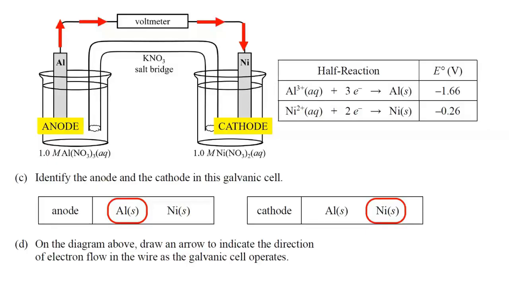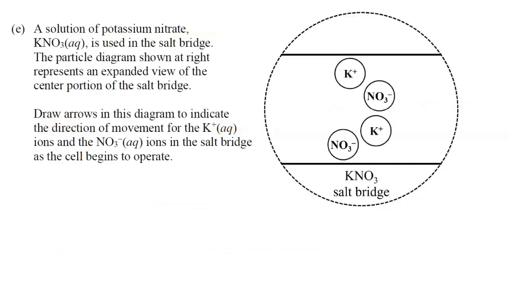Now in part E of this question, we are given a particle diagram. It says, a solution of potassium nitrate, KNO3, is used in the salt bridge. The particle diagram shown at right represents an expanded view of the center portion of the salt bridge. Draw arrows in this diagram to indicate the direction of movement for the potassium ions and the nitrate ions in the salt bridge as the cell begins to operate.